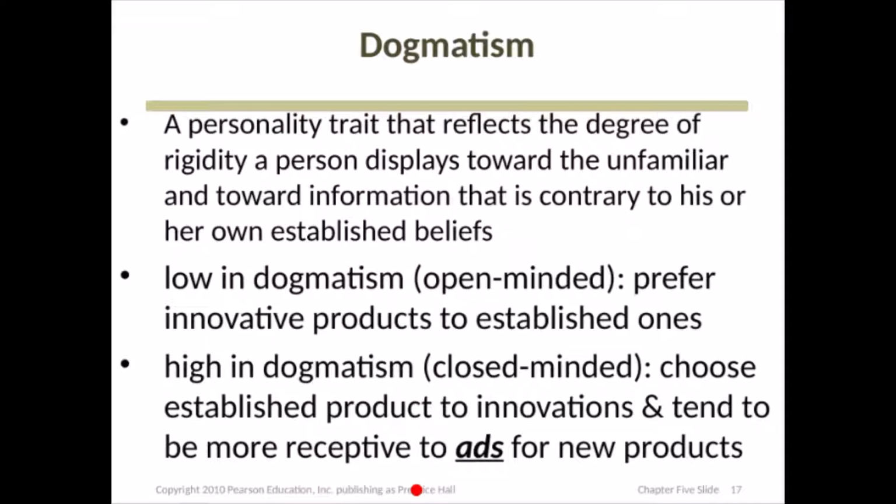The close-minded, dogmatic person is likely to choose what? The traditional alternatives, the really established product alternatives, rather than the untraditional alternatives. Okay, so that is low in dogmatism or high in dogmatism.